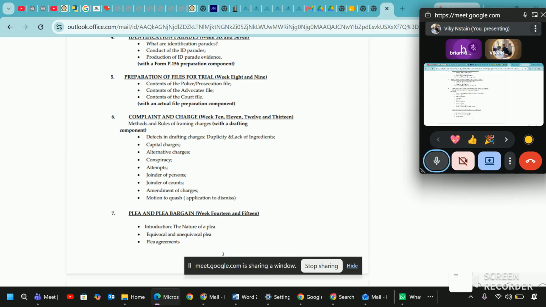So up to that point, I believe we have tackled the rules of framing charges. Let us look at the various defects that can exist when you are drafting a charge.